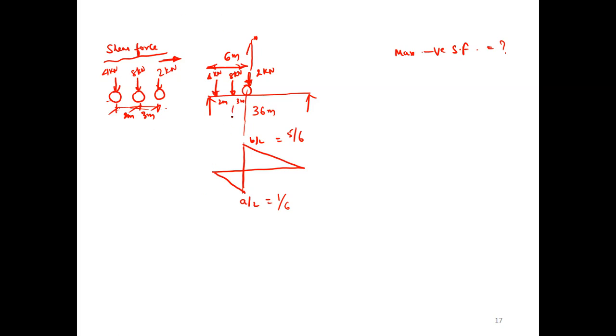Now, compute. Try to compute this ordinate. What is this ordinate? And try to compute this ordinate. What is this ordinate and this ordinate? See, this total is 6 meter. So, what about this value? What do you require to compute this ordinate?